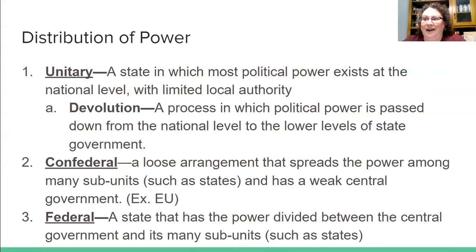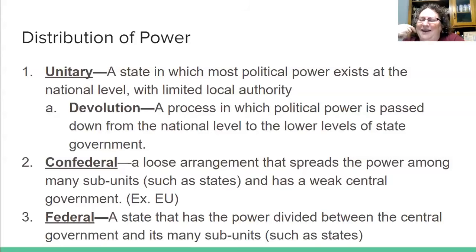Okay, then. All right. So unitary would be the United Kingdom, China, and Iran. Confederal, nobody basically functions as a confederal state today. The EU kind of is our best example. Federal would be Nigeria, Mexico, and Russia. Think about Russia's name. It's the Russian Federation. Mexico's official name, the United States of Mexico, or United Mexican States.